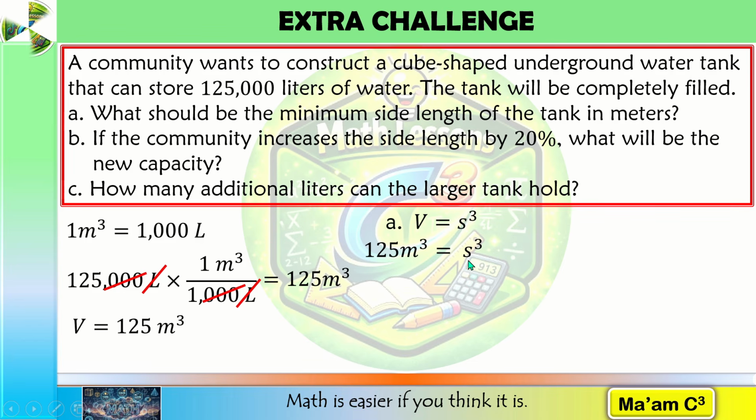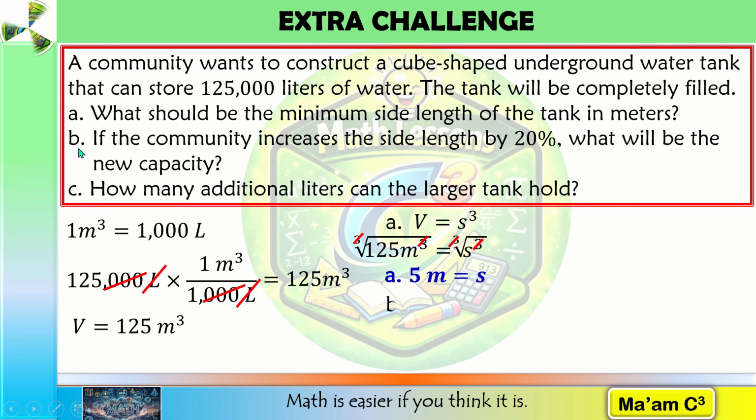So I can solve for the value of S, extracting cube root on both sides. So this index 3 and exponent 3 will cancel out as well as these two. The cube root of 125 is 5 and the cube root of S cube is S. So S is equal to 5 meters. This is the minimum side length of the tank.